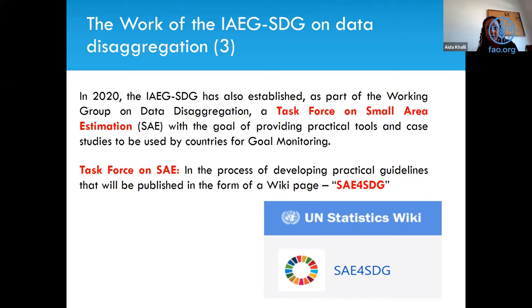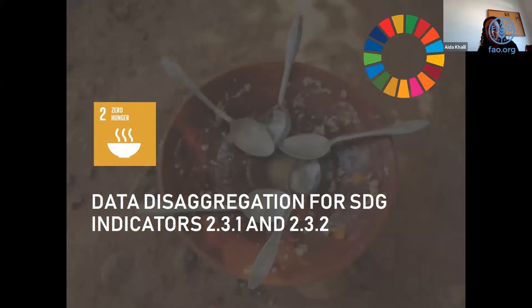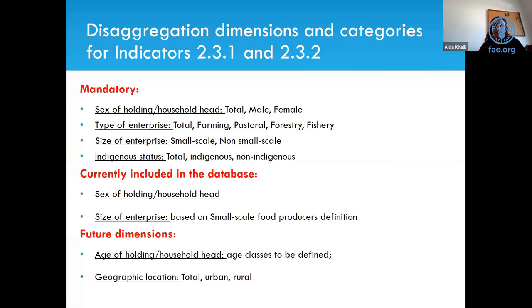Okay, so after this introduction, let's see which are the disaggregation dimensions required for our indicators, 2.3.1 and 2.3.2. The mandatory dimension is the sex of the holding or household head. So when you produce indicators 2.3.1 and 2.3.2, you will have to compute them for the total population, but also disaggregated by the sex of the head of the holding. And this disaggregation dimension is already included in the global indicator database.